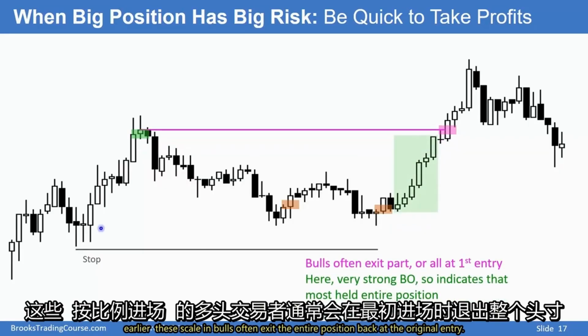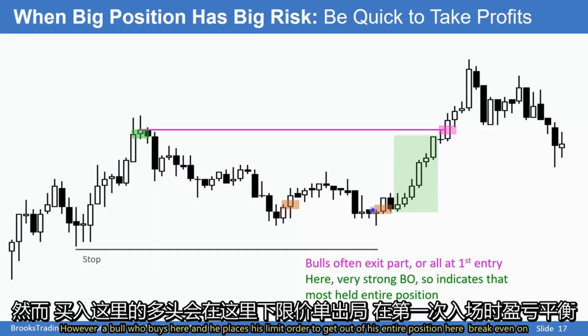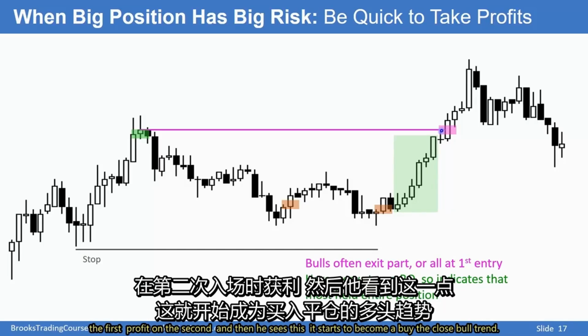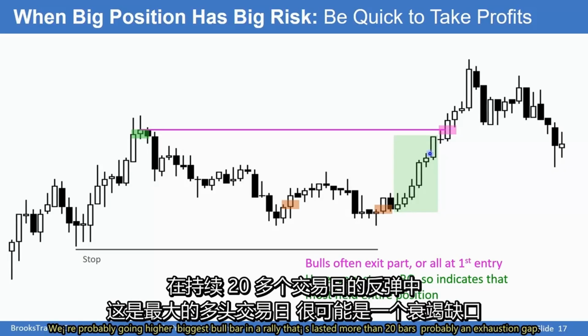As I said earlier, these scale-in bulls often exit the entire position back at their original entry. So they get out break even on their first entry and then with a profit on their second entry, whichever two it was. However, a bull who buys here and places his limit order to get out of his entire position here, break even on the first, profit on the second, and then sees this, it starts to become a buy the close bull trend, he might decide to only exit half of his position here because this is such a strong bull breakout, we're probably going higher.